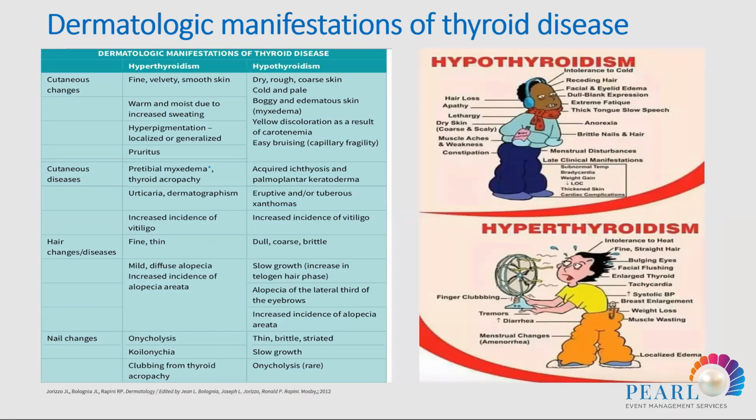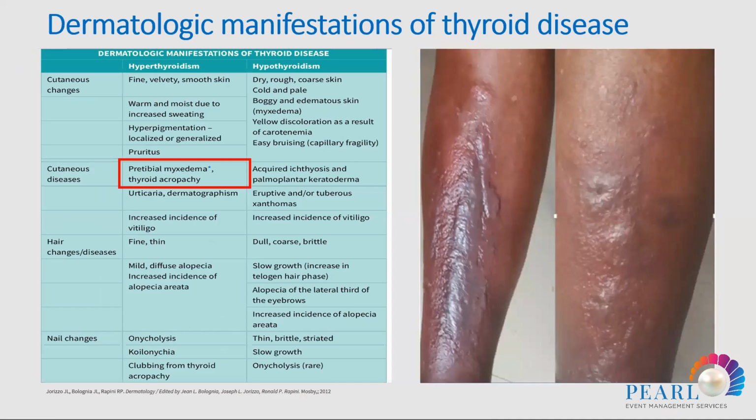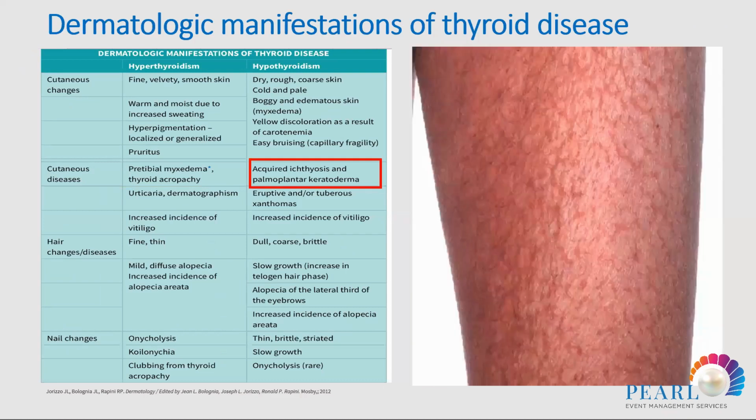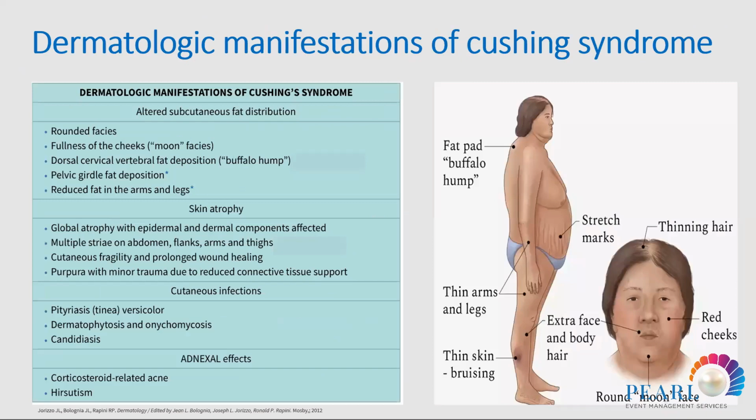And moving on to thyroid disease, as we know, with hyperthyroidism, patients will have warm and moist skin. And of course, the most common finding that we see with hyperthyroidism is pretibial myxedema. Patients will have thickened or indurated skin on the shins. And in contrast to hyperthyroidism, in hypothyroidism the most common cutaneous finding is acquired ichthyosis, and not to forget the increased incidence of vitiligo in this subset of patients.